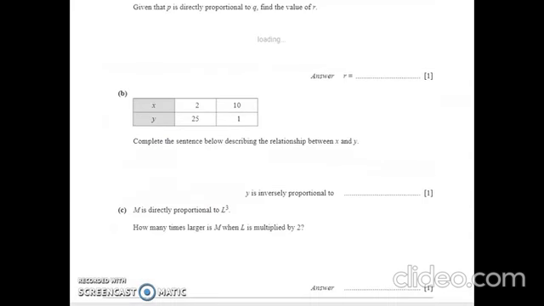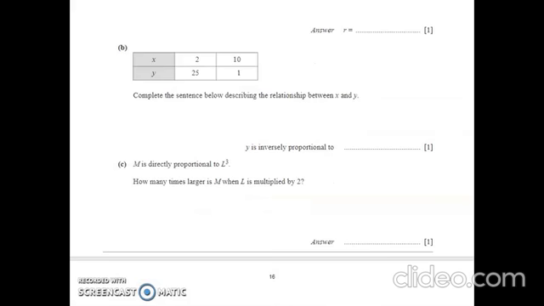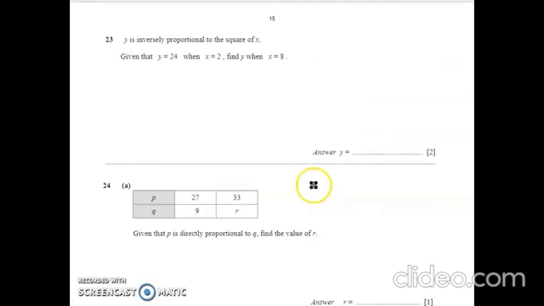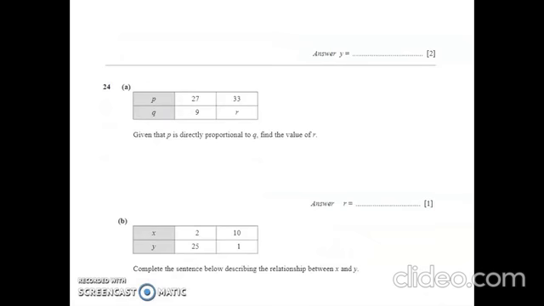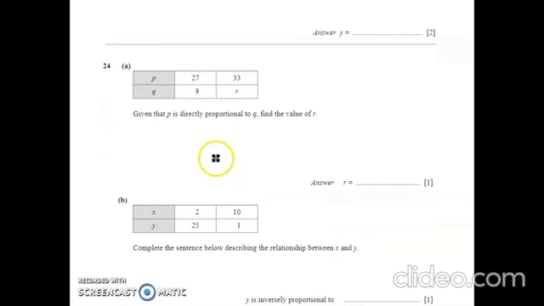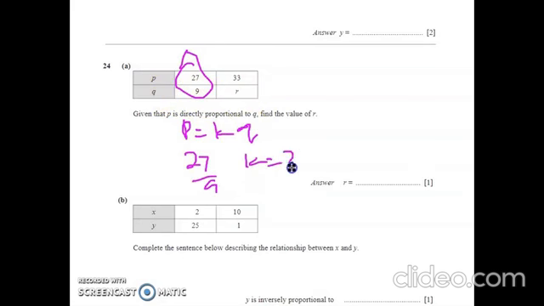Okay, now let's move to question number 24. Alright, given that P is directly proportional to Q, find the value of R. So this is easy. Again, we will take this set. P is equal to KQ. Your Q is 9, P is 27. 27 upon 9, K will be 3. Now when K is 3, your P is 33. That means 33 divided by 3 will give me the R. Simple, 11. Now B.